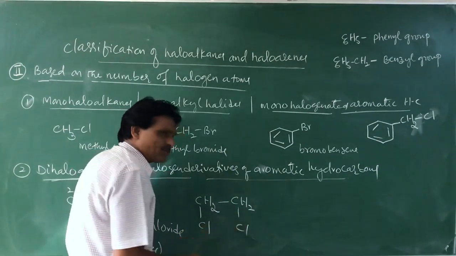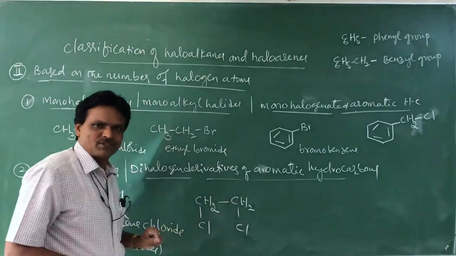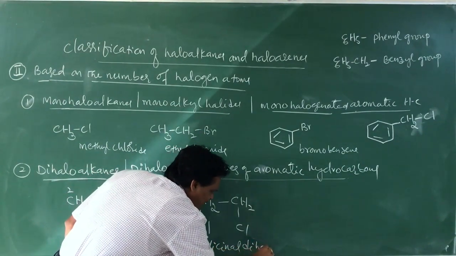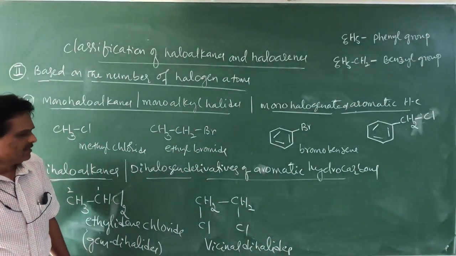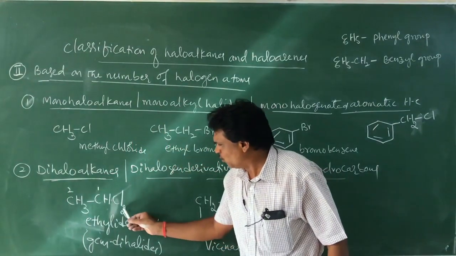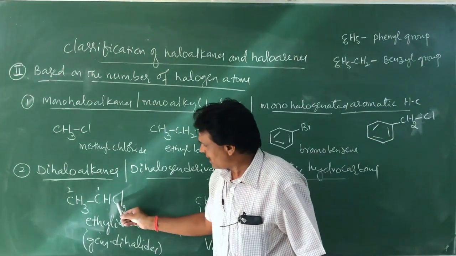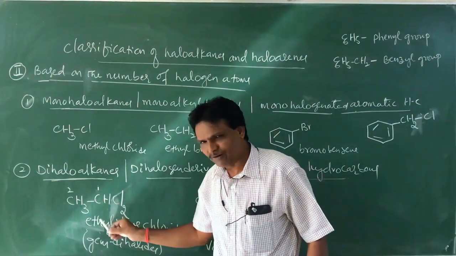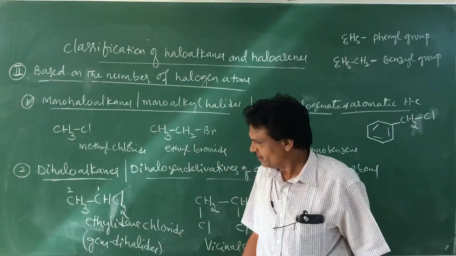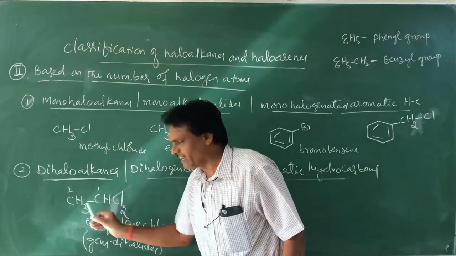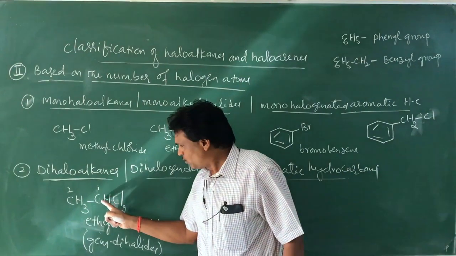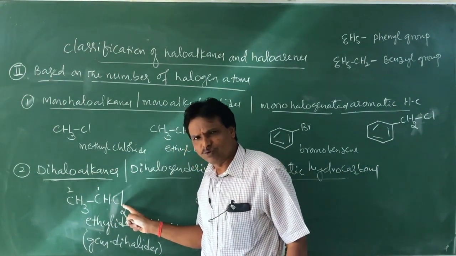If two halogen atoms are attached to adjacent carbon atoms, they are called vicinal dihalides. In case of geminal dihalides, if two same kind of halogen atoms are attached to the same carbon, in general they are called alkylidene halides. Here it is 1,1-dichloroethane or ethylidene chloride. This compound is obtained by the replacement of two hydrogen atoms by two chlorine atoms.